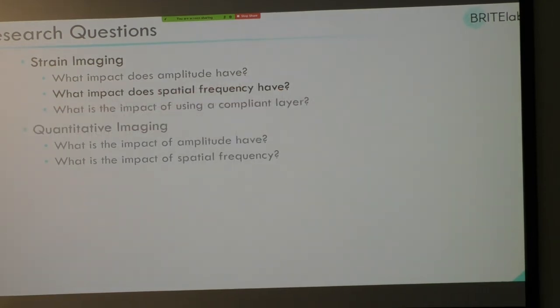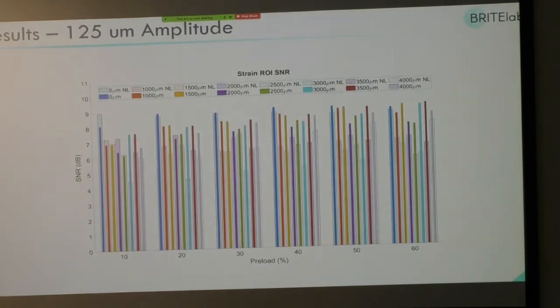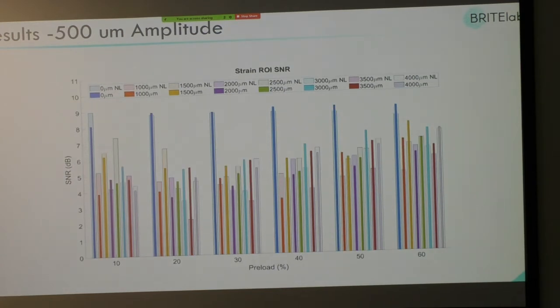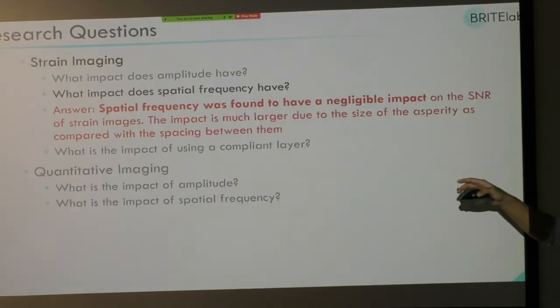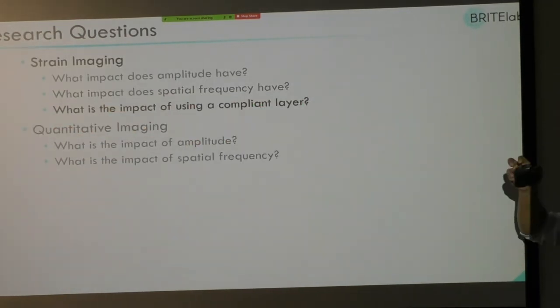What is the impact of spatial frequency? So for 125 micron amplitude, there was a phantom with a variation of wavelengths. There doesn't seem to be any discernible trend across different spatial frequencies. And I also did this again for 500 micron amplitude. Again, there was no discernible trend between them. So it seems like spatial frequency doesn't make too much of a difference. You do notice the decrease in signal-noise ratio, but that's again with the increase in amplitude.